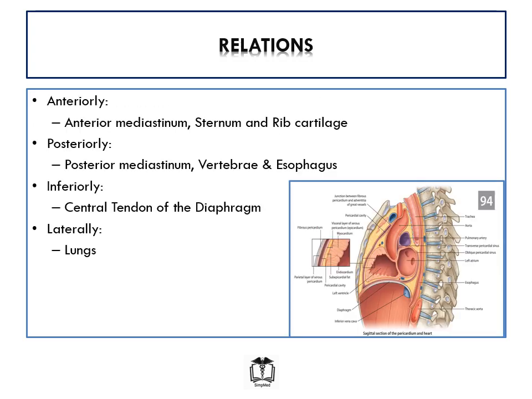Let's talk about the relations to the heart. Talk about the relations and structures surrounding it anteriorly, posteriorly, inferiorly, and laterally. Anteriorly, we have the anterior mediastinum just in front of the heart, and that's separated from the heart by the pericardial membrane. Besides the anterior mediastinum, we have the sternum itself and the rib cage also found anterior to the heart. Posteriorly, we have the posterior mediastinum, the vertebrae, and the esophagus found posterior to the heart. Inferiorly, we have the central tendon of the diaphragm, which is the site where the heart sits on directly. And then laterally, we have the lungs, the left and the right lungs, flanking the heart on the sides.